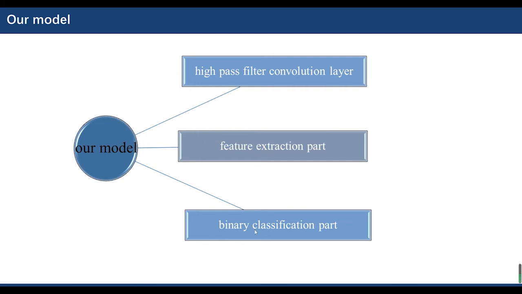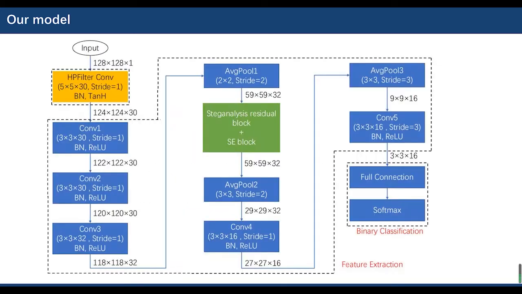The third part is used to get the final classification results. This is the whole framework of our model. The yellow one is the first part, that is the high-pass filter convolution layer. The box surrounded by the second black dotted box is our second part, that is the feature extraction part, and the third black dotted box means the third part, that is the binary classification part. I will introduce them one by one.